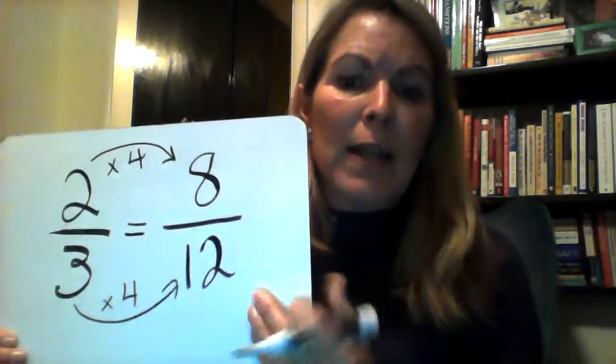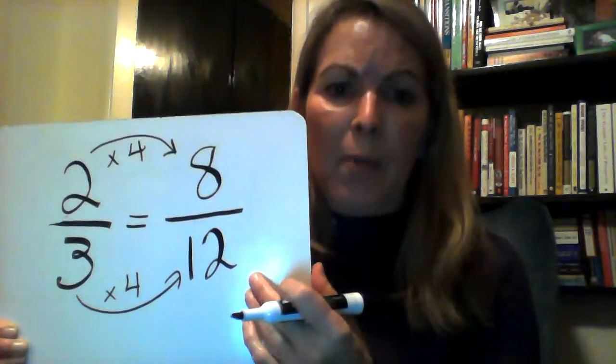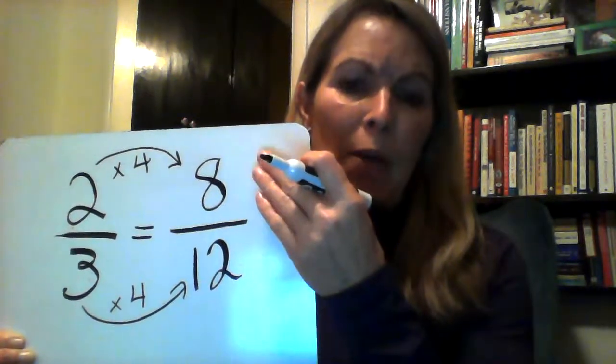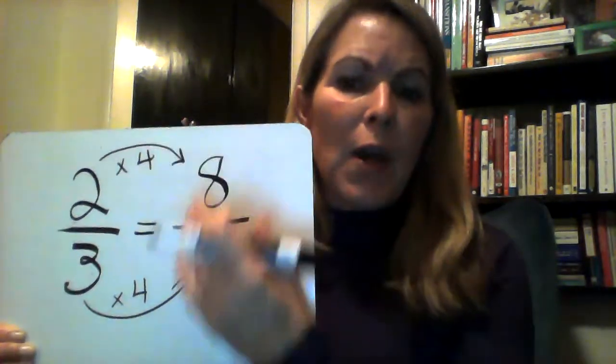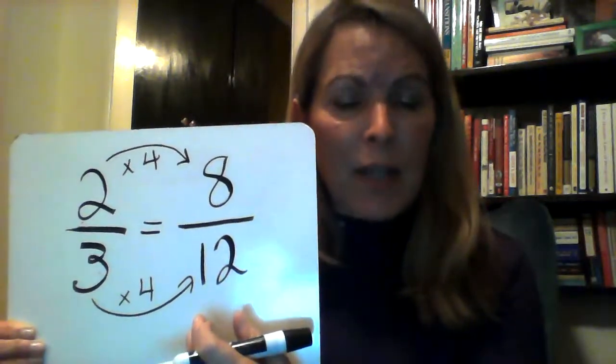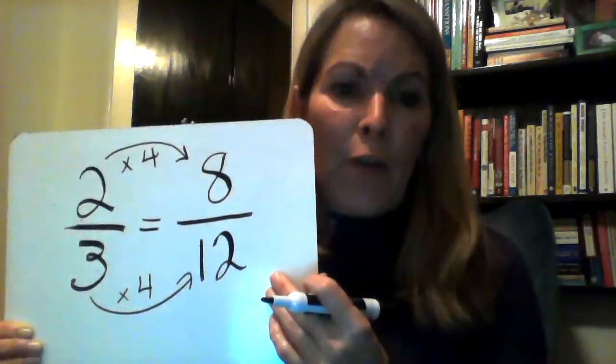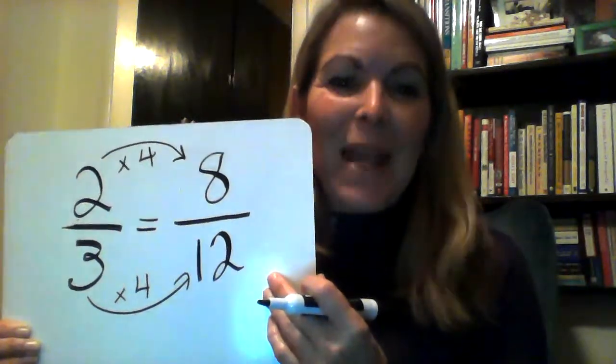Doesn't really matter as long as you do the same thing to the denominator, which is the bottom number, as you do to the numerator, which is the top number. So as long as the relationships are equal relationships of multiplication, then you are going to have equivalent fractions. Okay, so I hope that this helped you understand how to generate equivalent fractions by using multiplication relationships.